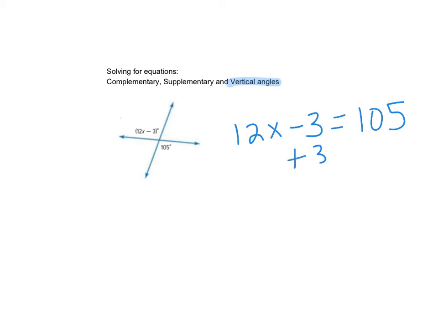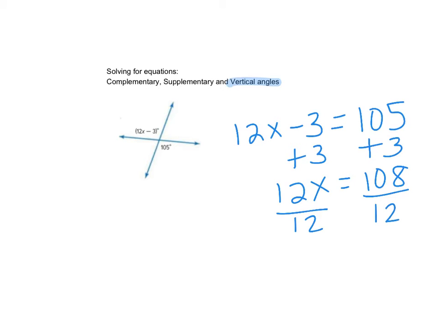Since they subtracted 3, I can add 3 to both sides. So 12x is equal to 108. I divide by 12 on both sides of the equal sign, and x is equal to 9.